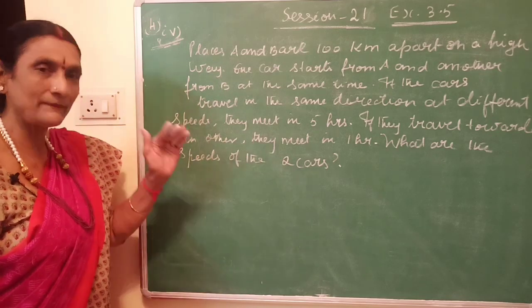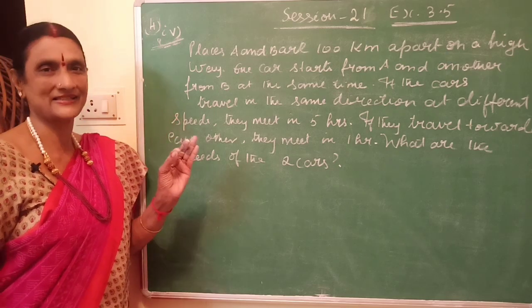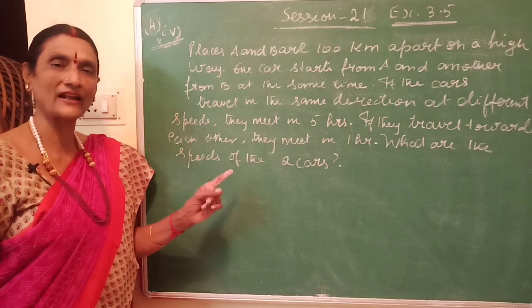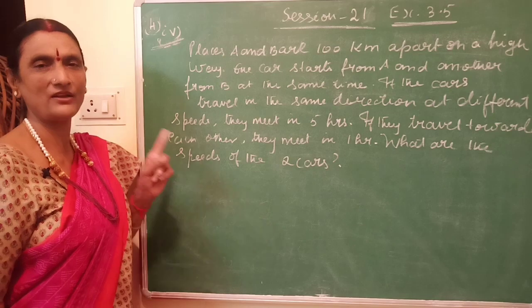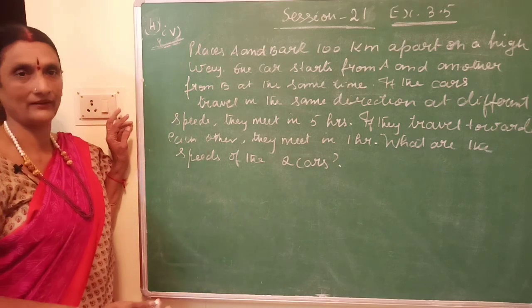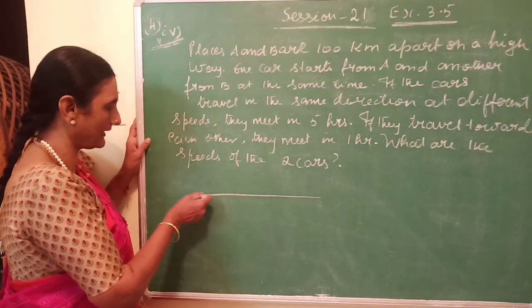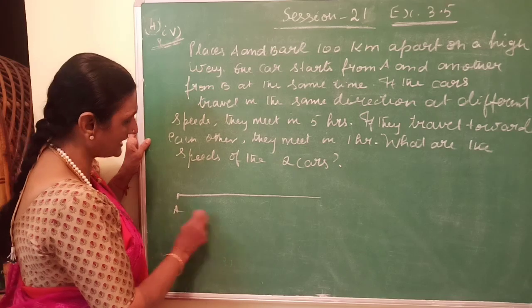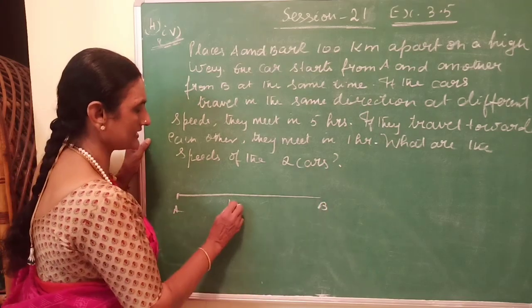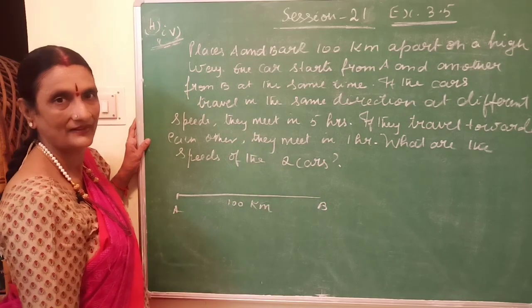Okay. Now let me mark certain important points here. So you also mark it in your notebook. That's very, very important. Where you cannot do such sums, just imagining something. Okay. Now you first draw two places. Let them be called as A and B. It is a highway. And what is the distance between those two places? It is 100 kilometer. Correct.